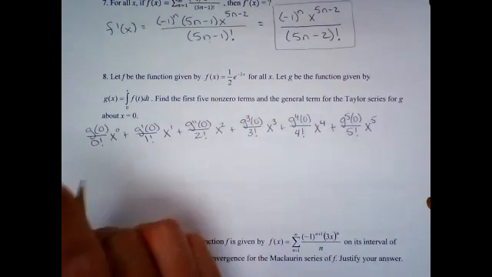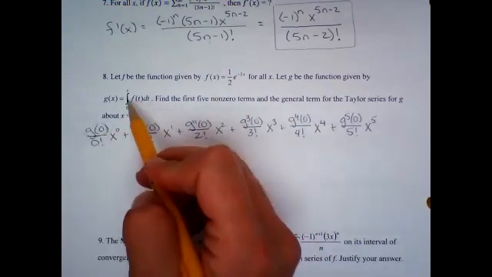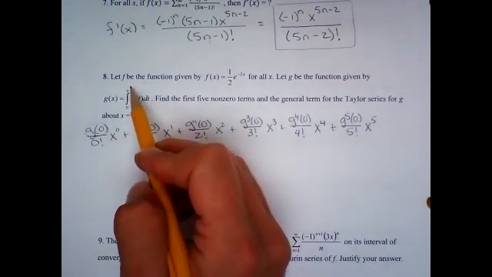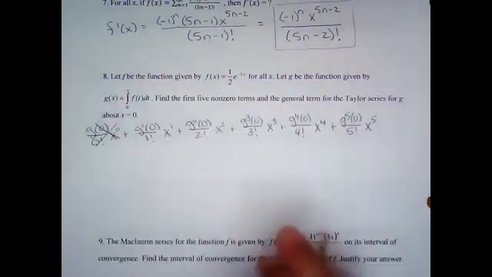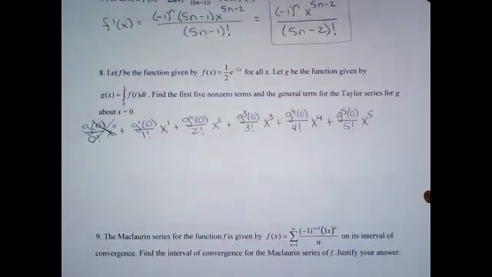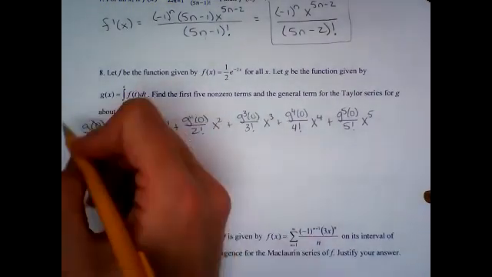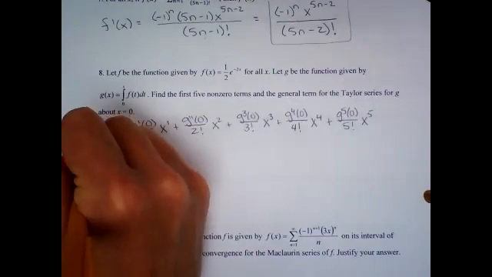The reason I know this is going to be 0 is if you do g of 0, if you plug in 0 here, it's your integral from 0 to 0, which is going to be nothing. So 1, 2, 3, 4, 5. So that's our first 5 non-zero terms. Now we're going to need all these derivatives. So I'm just going to go ahead and find these off to the side here.